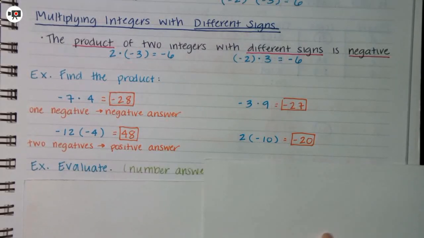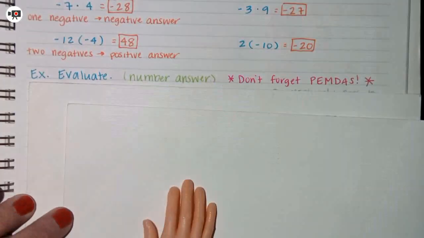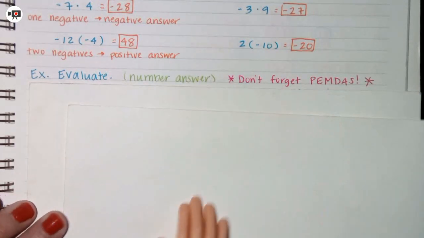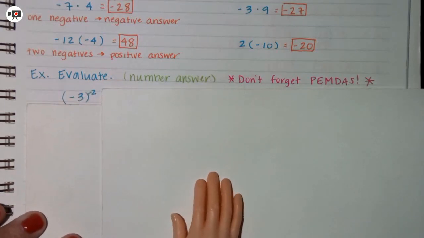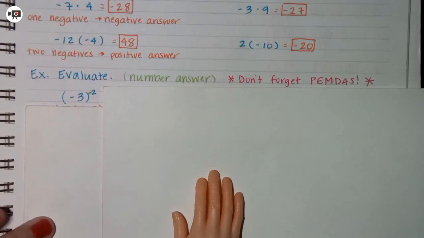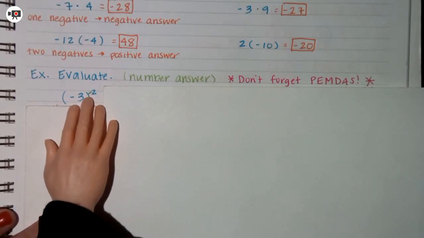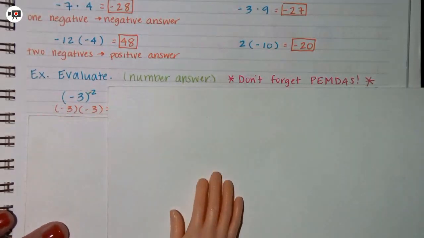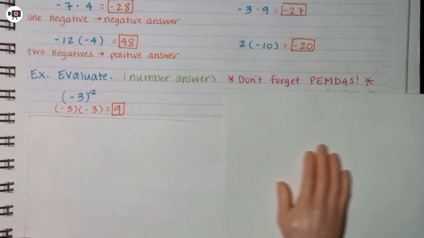We're going to evaluate. That means get a number answer, and don't forget order of operations. Order of operations always apply, and it will determine if you get the answer right or wrong if you follow order of operations. So to do negative 3 squared, this squared is attached to whatever it's closest to, and it goes to the parentheses, so the entire negative 3 gets repeated. That's negative 3 times negative 3, and since they have the same sign, that is a positive answer.